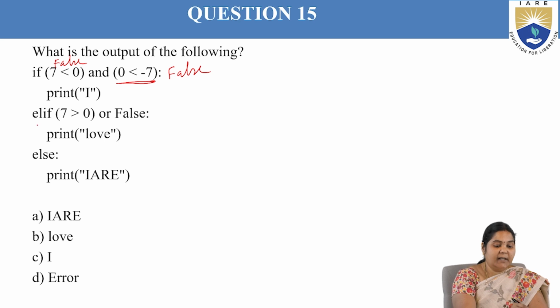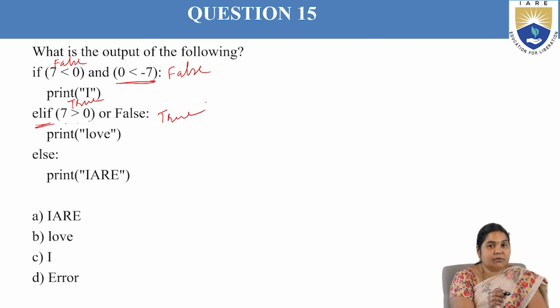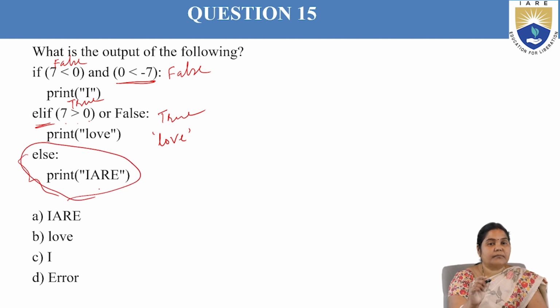Now coming to the elif. 7 is greater than 0. Yes, it is true. True with anything is true. So love will be printed. If this second condition is true, it is not going to come to the third part. This is not going to come. So what is the output? The output is love.